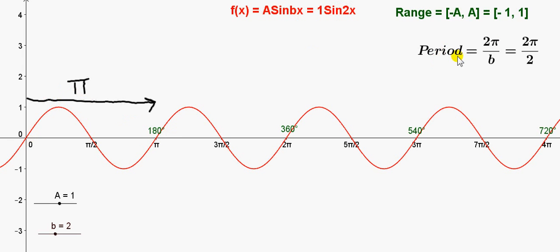Now we have a formula for the period which I'll discuss later. To get the period, we take 2 pi and divide it by b. That's the coefficient of x here. So if b is 2, we have 2 pi divided by 2. Well, 2 pi divided by 2 is just pi. So increasing b will decrease the period.